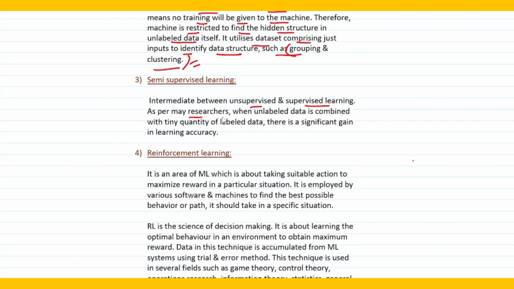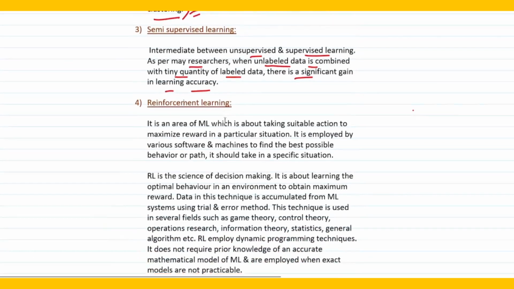As per many researchers, when unlabeled data is combined with a tiny quantity of labeled data, so you have a huge amount of unlabeled data along with some tiny quantity of labeled data, there is a significant gain in the learning accuracy. So that's how it is a very efficient tool, right? Basically it's an intermediate between unsupervised and supervised learning, that is unlabeled and labeled data rather. That way also you can describe it. And many researchers say that if unlabeled data is combined with a very little or tiny quantity of labeled data, there is a significant gain in the learning accuracy, right?